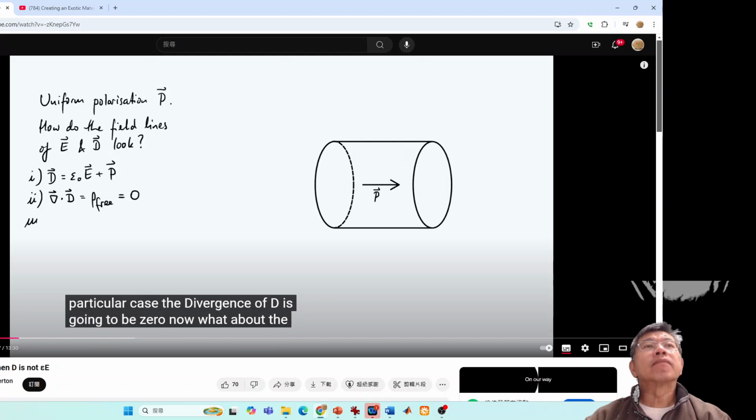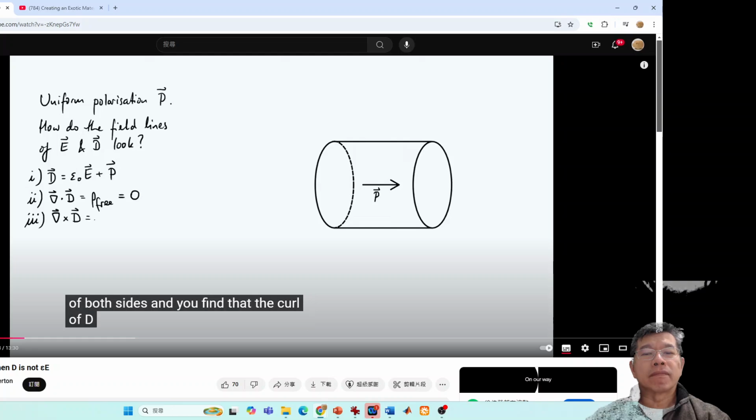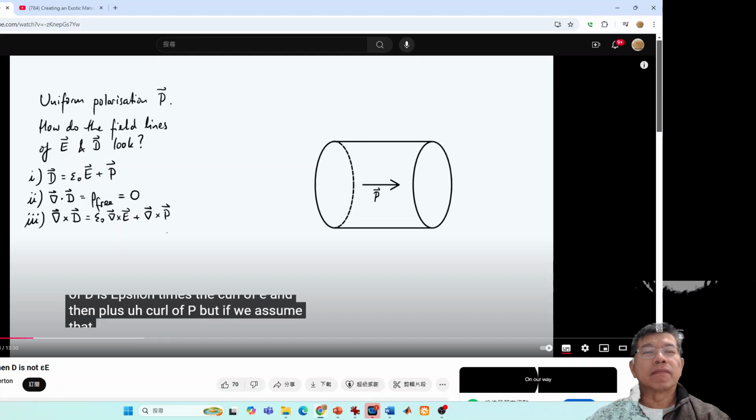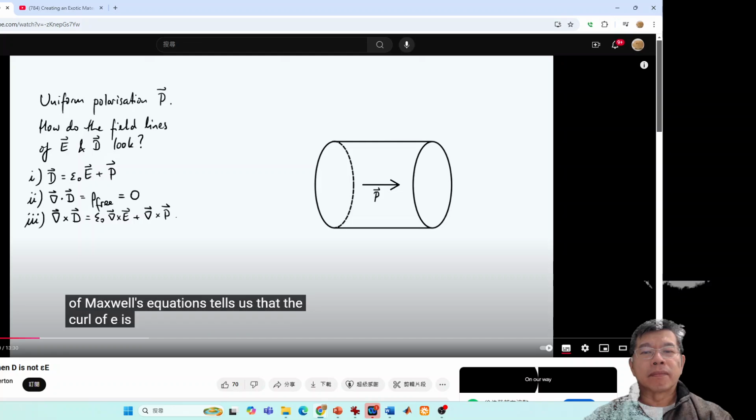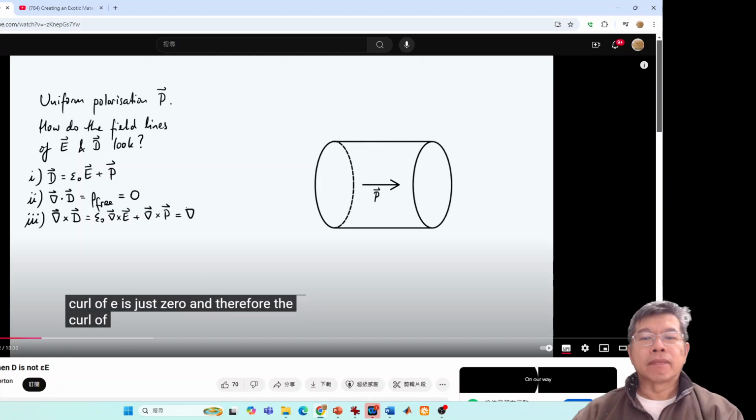Now, what about the curl of D? What can we say about that? Well, take equation 1 and just take the curl of both sides, and you find that the curl of D is epsilon naught times the curl of E, plus the curl of P. But if we assume that nothing is time varying, in particular we don't have any time varying magnetic fields around, then one of Maxwell's equations tells us that the curl of E is just 0, and therefore the curl of D is exactly the same as the curl of P.